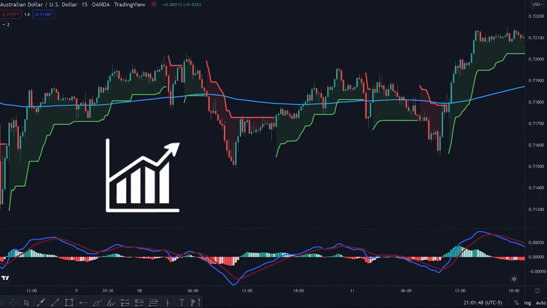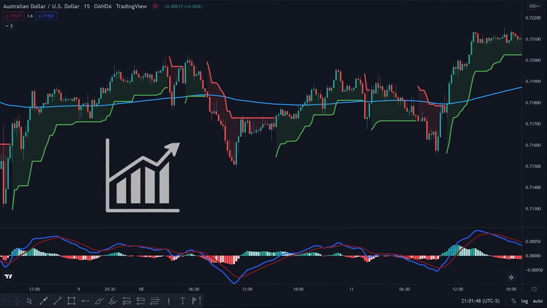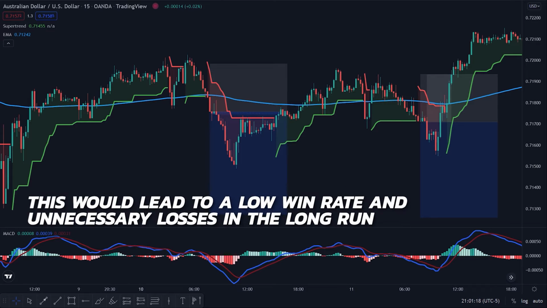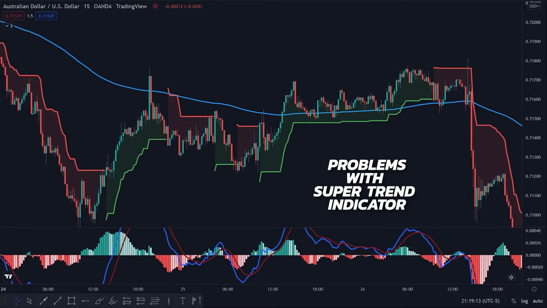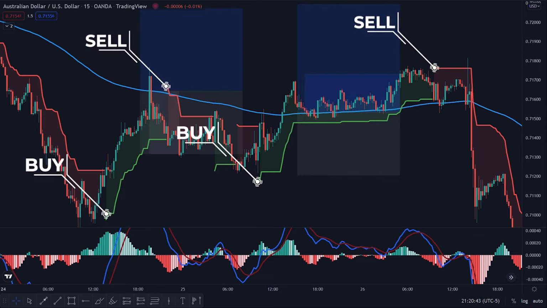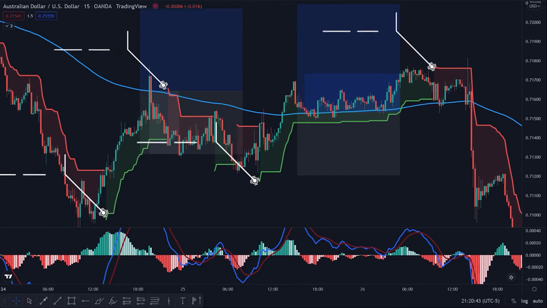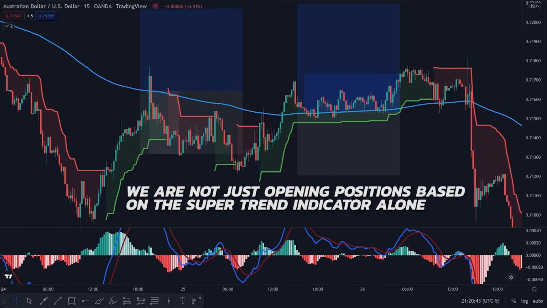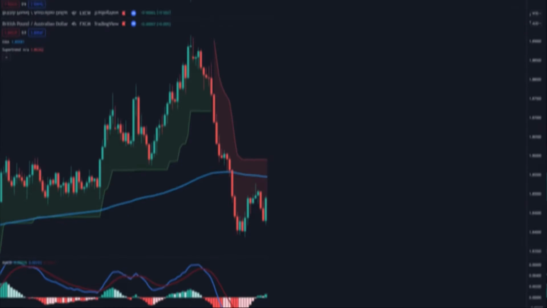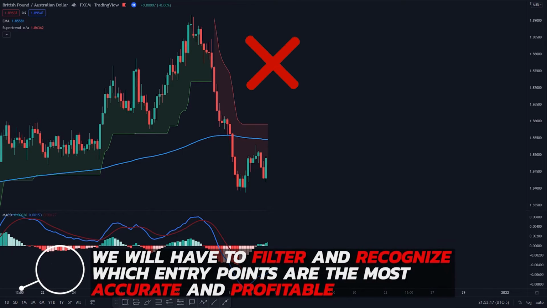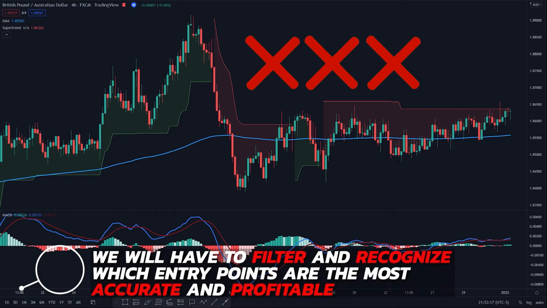However, we're not just going to take trades from only using the super trend indicator, as this would lead to a low win rate and unnecessary losses in the long run. The problem with the super trend indicator is that it gives lots of entry signals both in buy and sell positions. And if we only go by these confirmations, the market may reverse on us at any moment. And that is why we're not just opening positions based on the super trend indicator alone. So, we will have to filter and recognize which entry points are the most accurate and profitable.